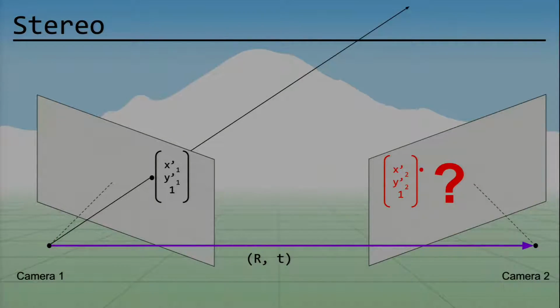OK, so let's go back, and let's say this time, instead of having both image coordinates, we only have one image coordinate, and we want to figure out where the other image coordinate is. And then once we know this other image coordinate, then we can solve the full 3D point.